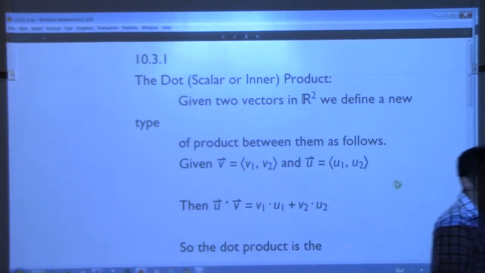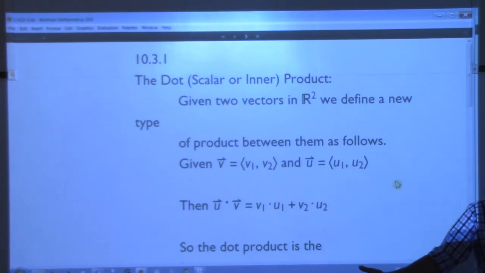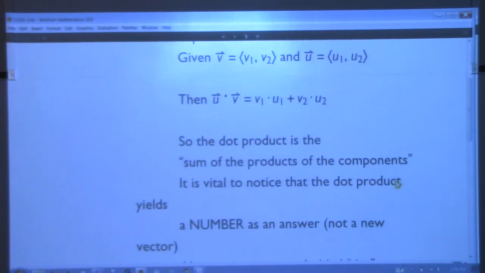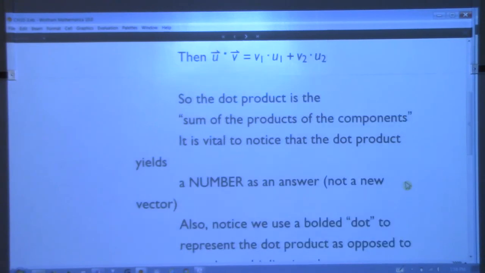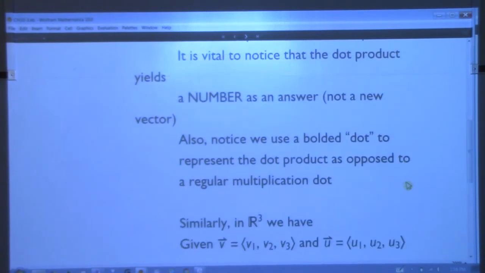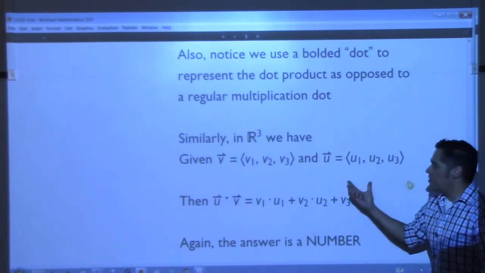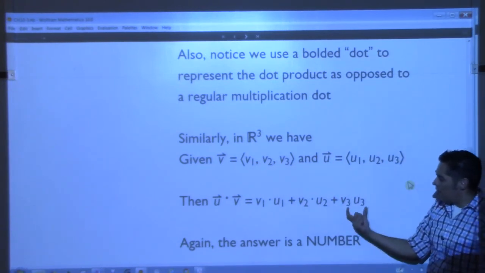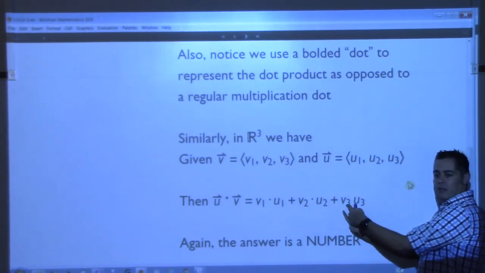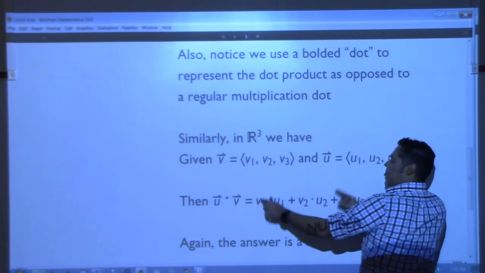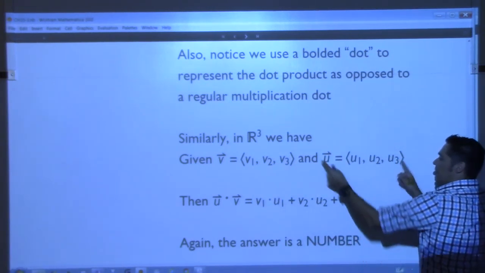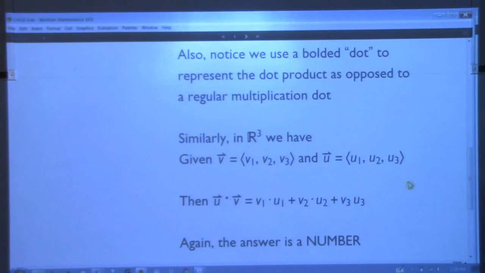And your first question should be, what does the number represent? So the dot product is the sum of the products of the components. It's vital for you to notice the dot product yields a number, not a vector. Also notice the bolded dot. Now, I'm going to answer what it is in a moment. In three-dimensional space, everything runs just the same, except now you have one additional multiplication to do at the end. So you multiply the first ones together, add, second ones together, add, third ones together, add. And again, your result is a number.